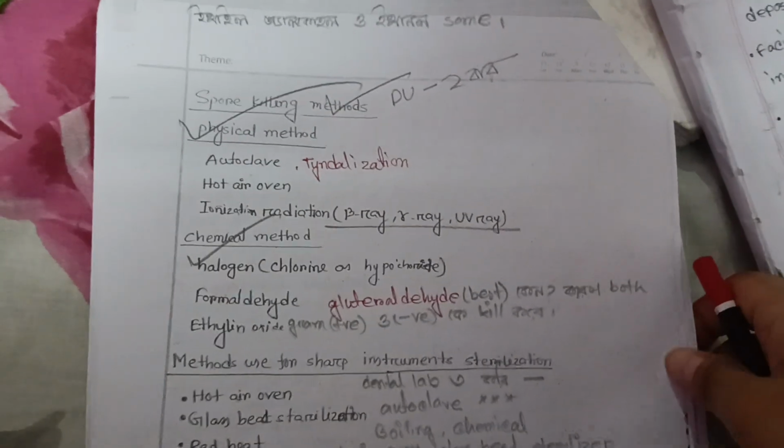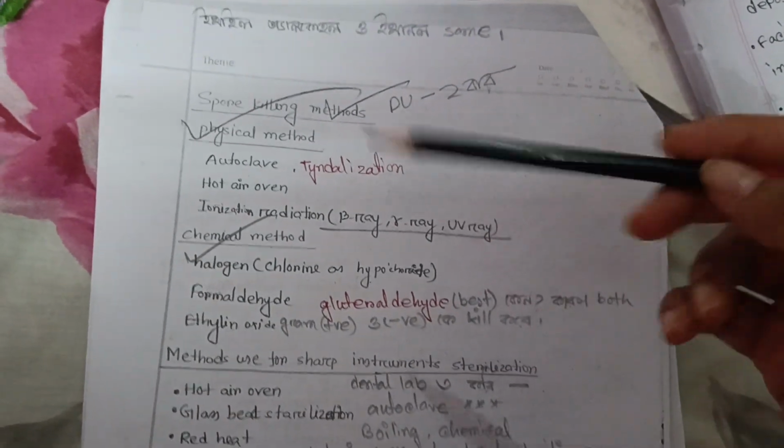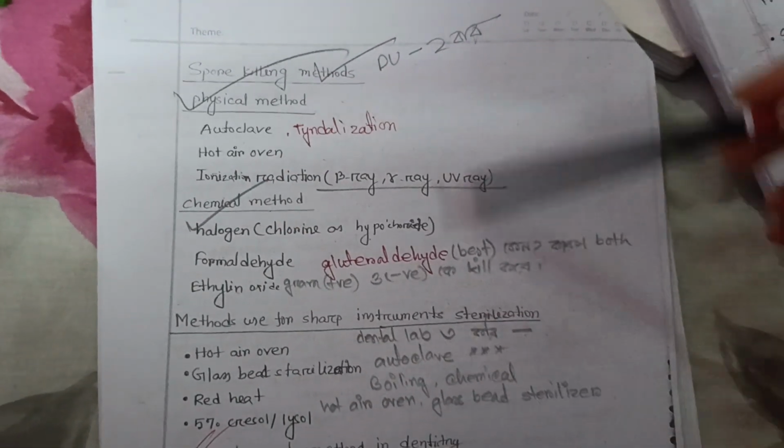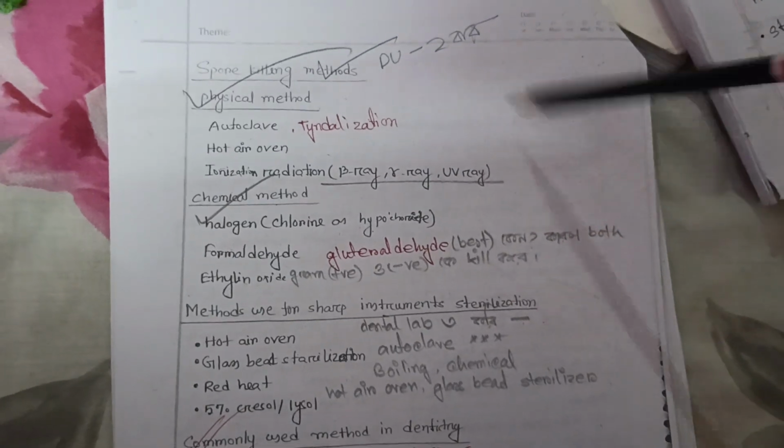Now let's see another important topic, which is spore killing methods. The spore killing methods are also important. There are many methods like physical method, chemical method, and methods used for sharp instrument sterilization.